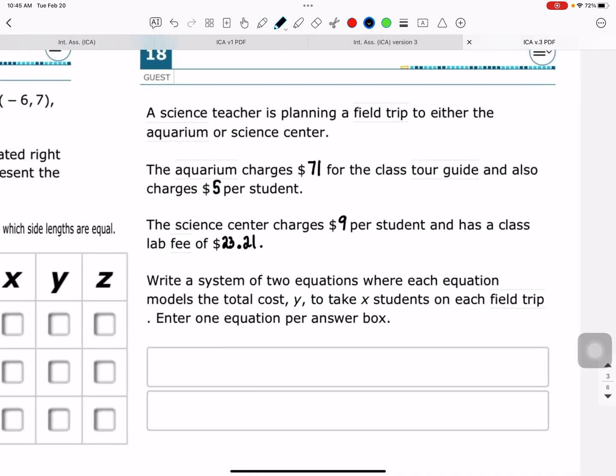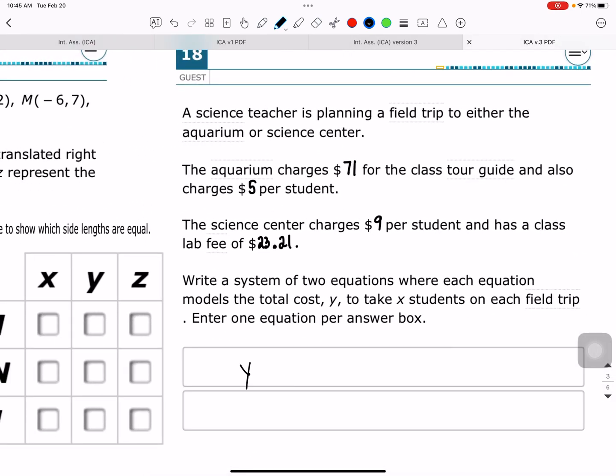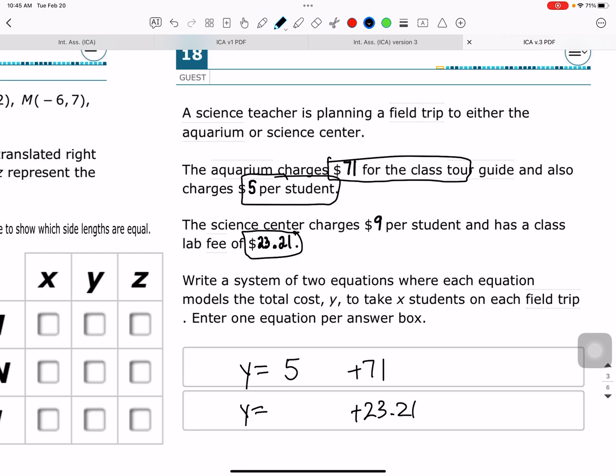Number 18. Let's see. Y equals. We're going to start off at $71 just because. So plus 71. Over here, we're starting at a lab fee of $23.21 just because. So plus $23.21. This one goes up $5 per student. So up $5 every student. This one goes $9 every student. $9 every student. There's our two equations.